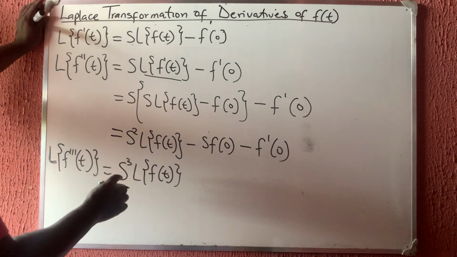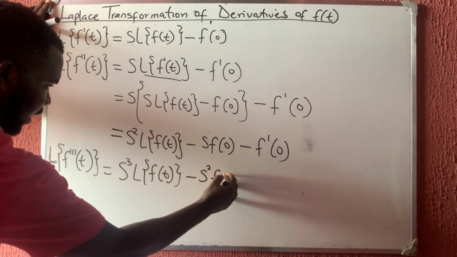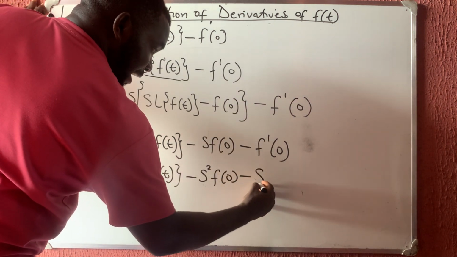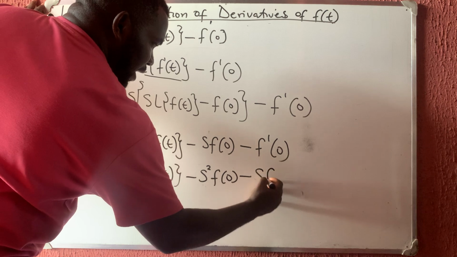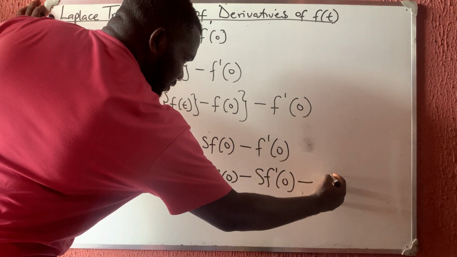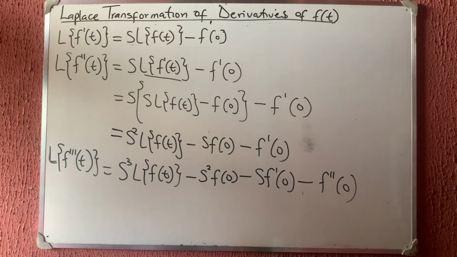So this is going to be f raised to power 3. Then here will now be minus s squared, f of 0. Then we'll now start differentiating. So minus s, here will now carry s f prime of 0. You will now end it with what? Minus f prime prime of 0. So that is how it's supposed to be.